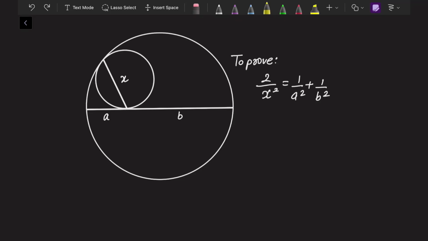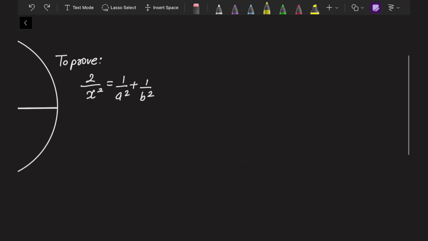So today we have a geometrical problem. It looks easy, right? But it's not that easy to prove. First of all, let me tell you the description of this question. So it goes like this way.